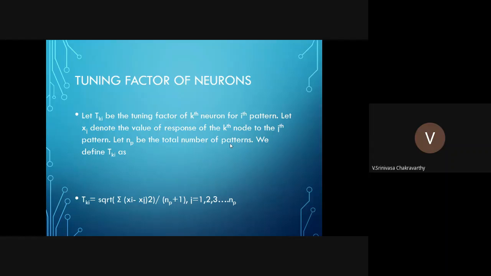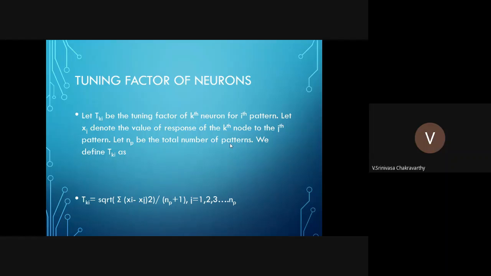So if the response is, let us say, 1 and -1, or 1 and 0, the two extremes of the response: if it shows 1 to the ith pattern and 0 to all other patterns, that's good tuning. I have no problem with that. Similarly, if it shows 0 to the ith pattern and 1 to all other patterns, that's also equally good. The neuron must show a distinct response to a given class or pattern, as opposed to all other patterns. If it does that, this tuning factor will be a high number.